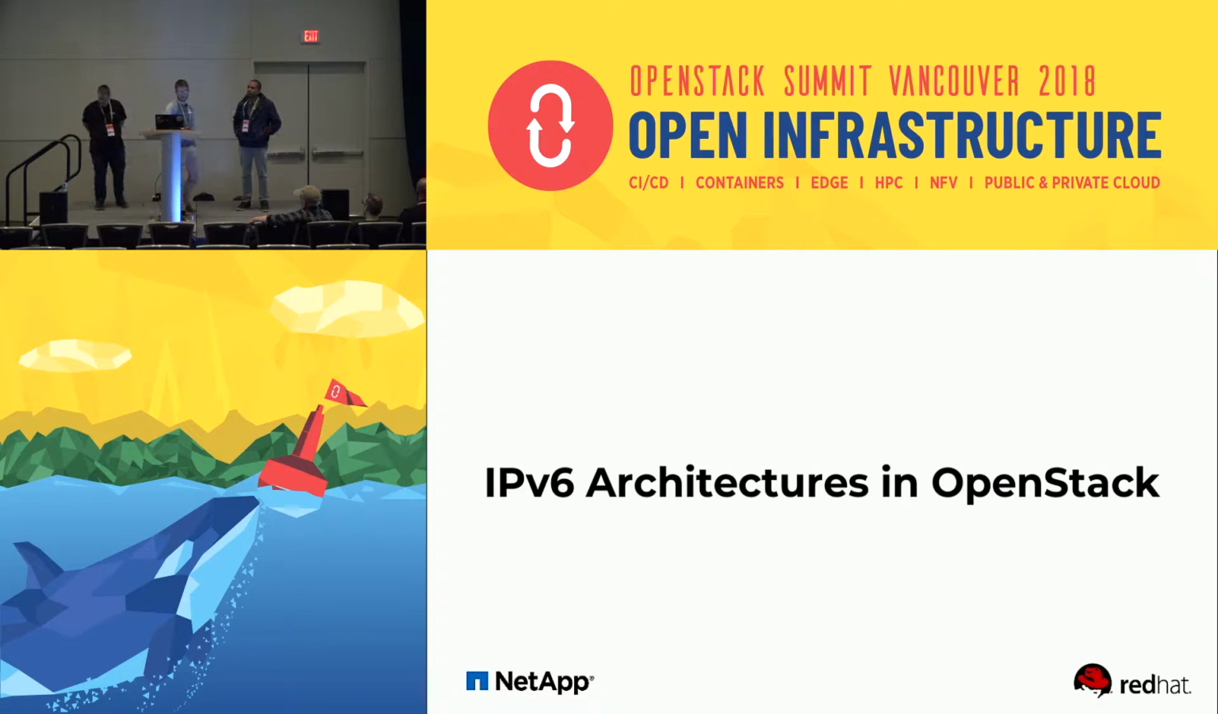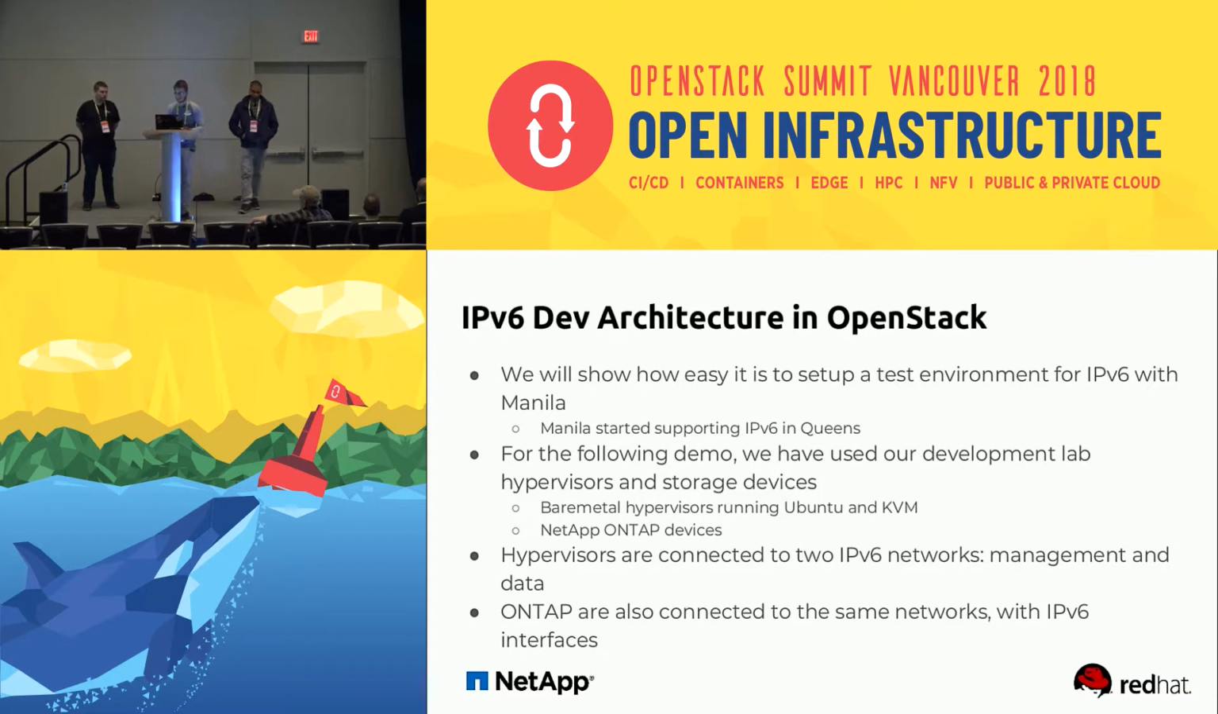Okay, so now I'm going to show some examples on how to get your OpenStack running with IPv6: a dev environment example, and then a more practical one. So starting with the dev example, this is a simple example on how to get something ready in your lab to test IPv6 and see how it works and if it suits you.